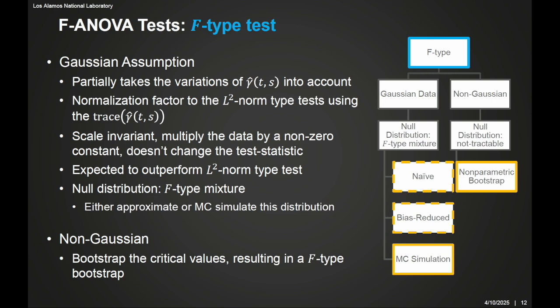A nice benefit of the F-type test is that it is scale invariant. You can multiply the data by a non-zero constant, and it doesn't change the test statistic at all. It is also expected to outperform the L2 norm type test, particularly assuming that Gaussian assumption. The null distribution is actually an F-type mixture, so it's just a ratio of two chi-square type mixtures. Once again, we can either approximate this using naive or bias reduced cumulant matching methods, or you can simply Monte Carlo simulate that null distribution. For the F-type, when the data is simply not Gaussian, regardless of whether you have a large sample size or not, you'll have to bootstrap it, resulting in an F-type bootstrap test, similar to how I described the L2 one.